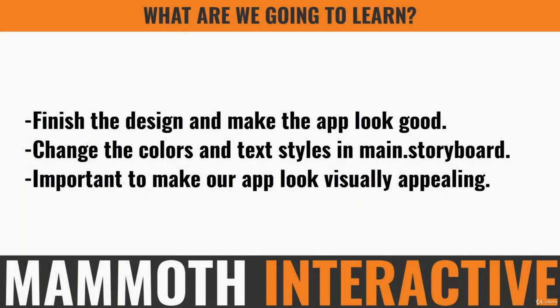So in the final part of our iOS tutorial, we're going to finish the design and make the app look good. We're going to do this by changing the colors and text styles in the main.storyboard. Right now we just have a pretty simple basic layout, but now we want to add some pizzazz to it. This is important because we need to make our app visually appealing, otherwise no one's really going to want to use it, including us.